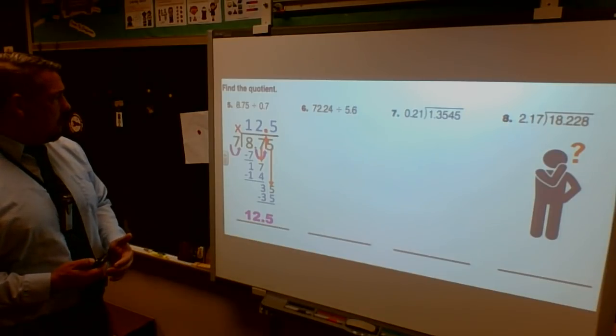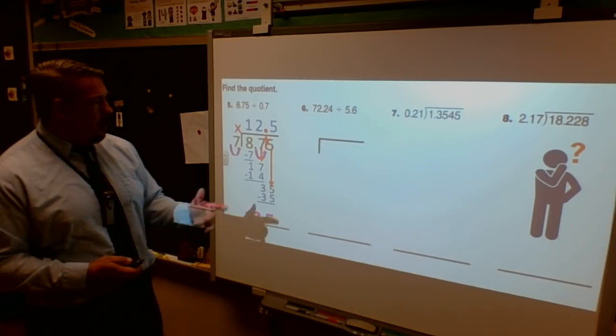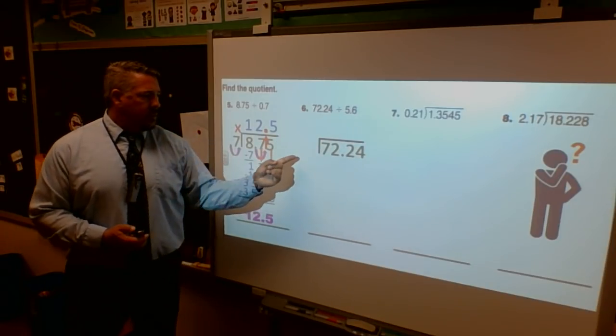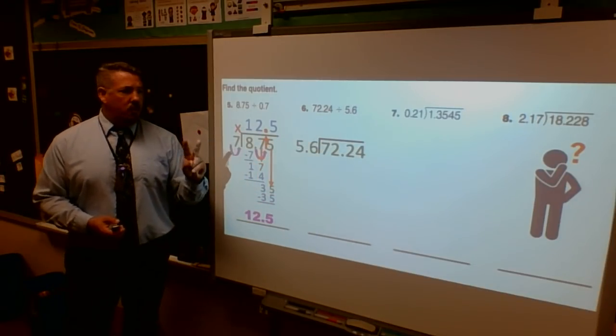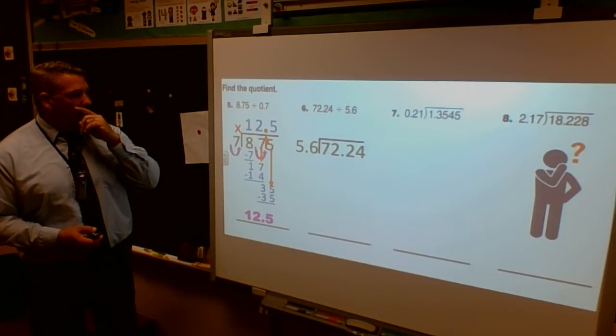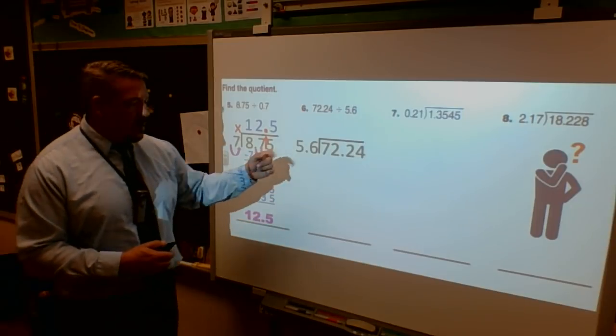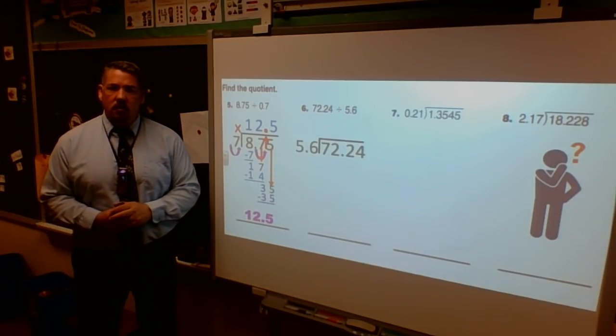Well, this one is going to give me a little bit of a bigger problem here. I have 72 and 24/100ths as my dividend, 5 and 6/10. So I got a double-digit number that I'm going to have to divide with there. Well, okay. Let's see if it changes how I do it. How many times do I have to shift my decimal on the outside?